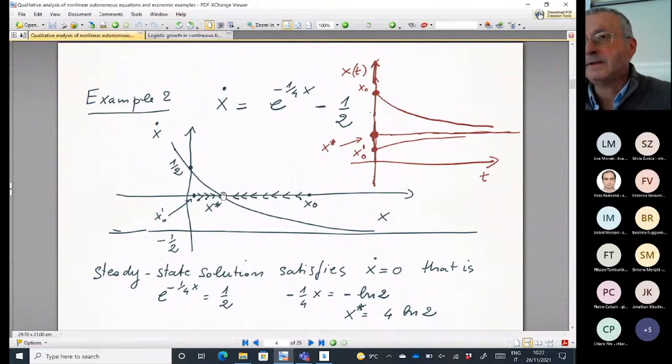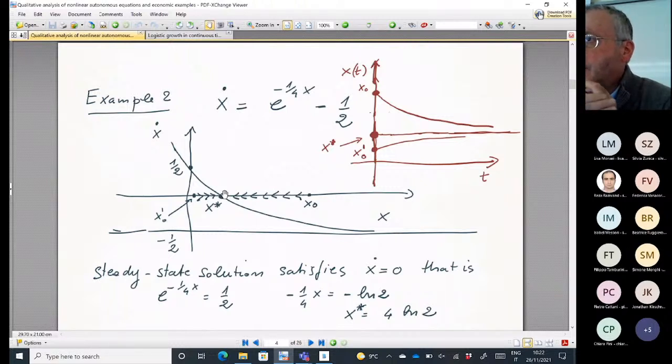So if we start with a larger value, the level of the system will decrease until it reaches the steady state. If we start with a smaller value, the opposite happens. Derivative is positive. The level of the variable increases until it reaches the steady state. In this case, clearly, the steady state has a stability property. Can you see the stability property of the steady state? The movement is the opposite.